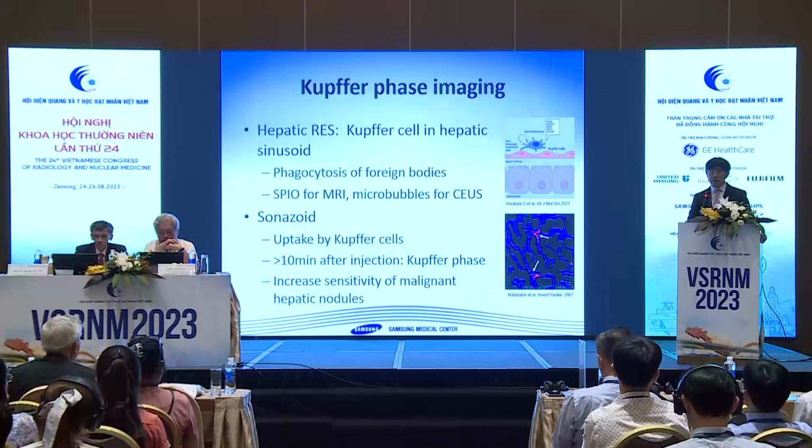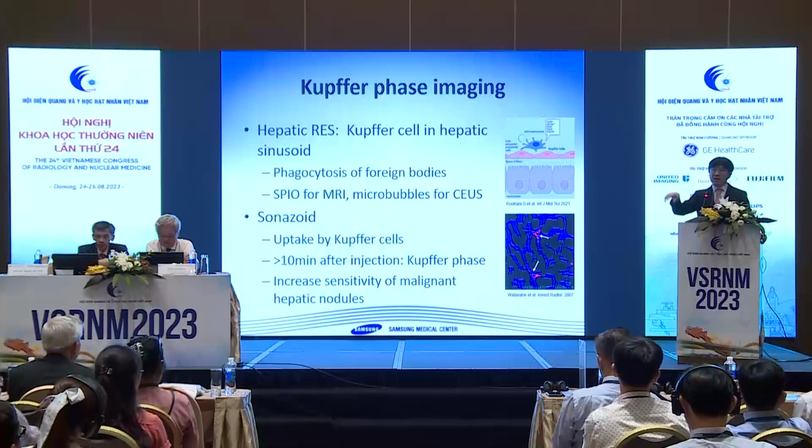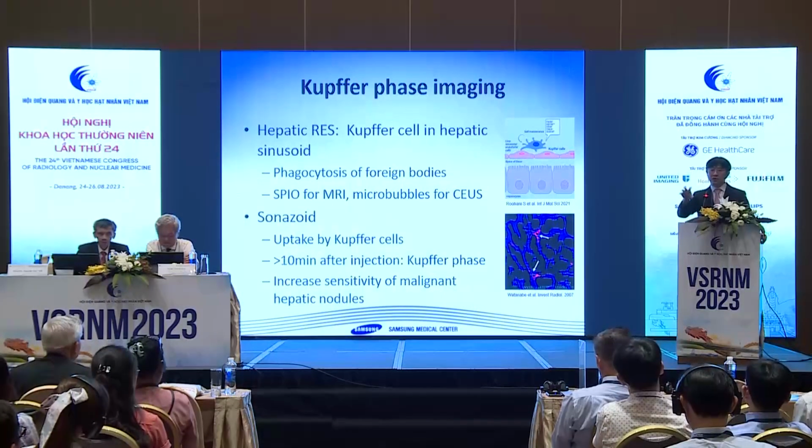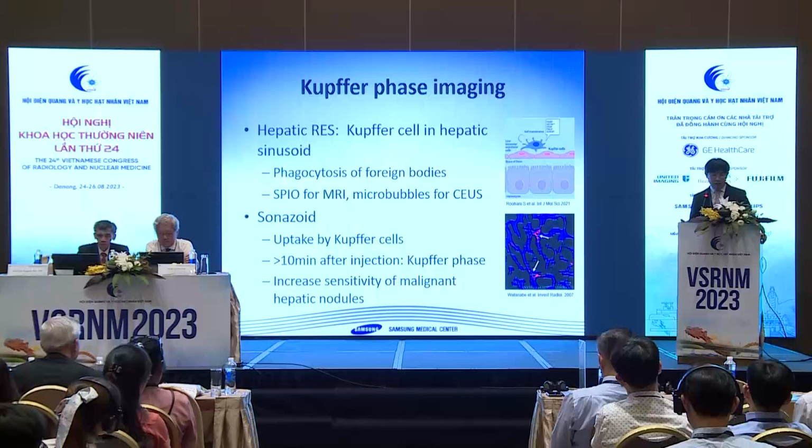So we can use Kupffer phase imaging. It means that in many hepatic tumors the Kupffer cells are depleted. The tumor replaces the Kupffer cells of the normal sinusoid. So the tumor is a defect, and the normal parenchyma takes up the Sonazoid, so it is well enhanced.